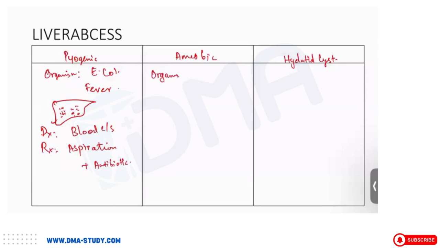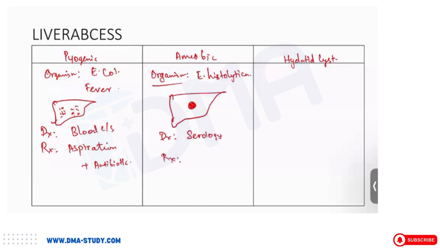And amoebic, what could be the organism? Entamoeba histolytica will be the organism. Is my handwriting okay, or because I'm running, it's a running handwriting? Organism is histolytica, mostly a solitary lesion. It's a solitary lesion in amoebic. Okay, diagnosis is serology and treatment is metronidazole, anti-amoebic.